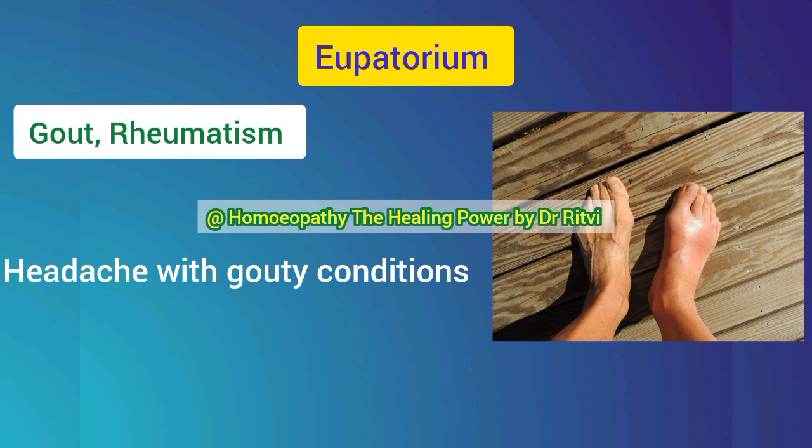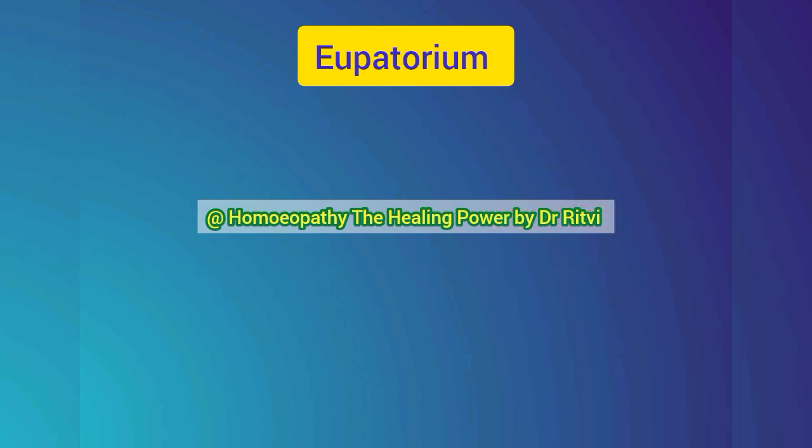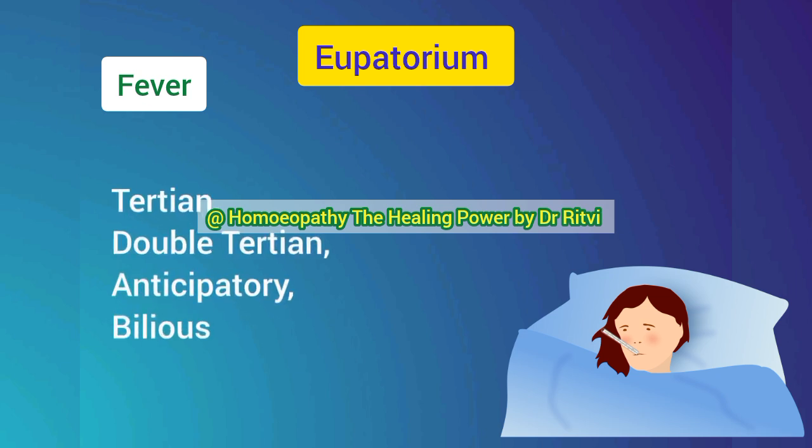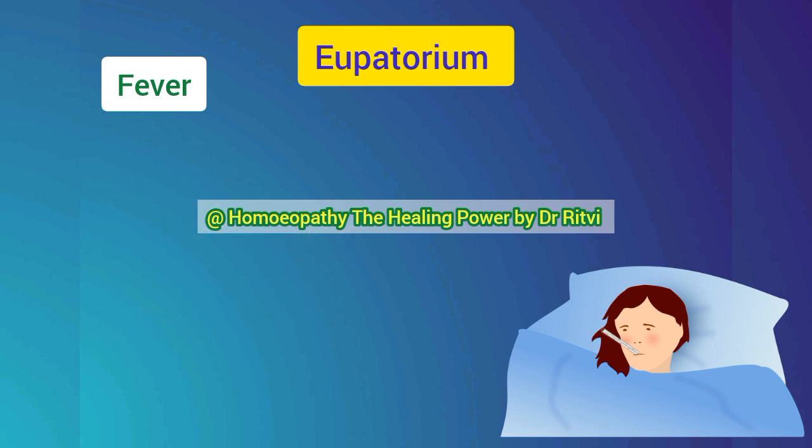Now friends, let's see the most important indication of Eupatorium, that is in fevers, for which Eupatorium is highly prescribed. Eupatorium is indicated for all types of fever. Eupatorium is indicated for tertian, for double tertian, anticipating, remittent, and for bilious type of fever. The paroxysm of the fever has a typical time. The paroxysm is generally seen from 7 to 9 am.